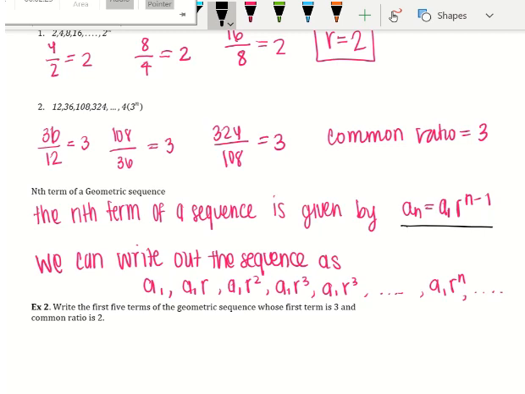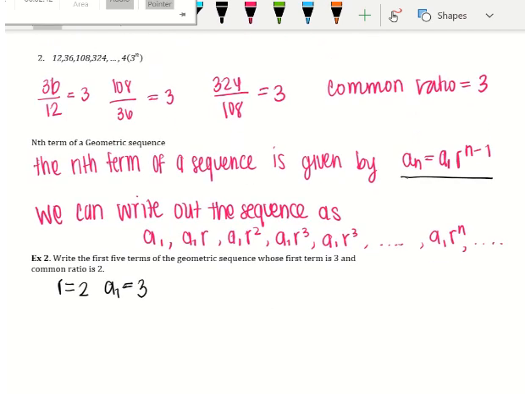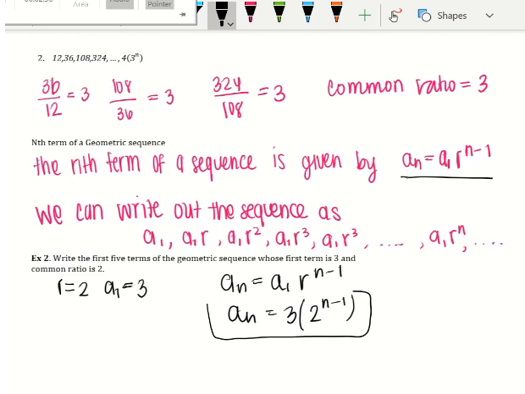So it says write the first 5 terms of a geometric sequence whose first term is 3 and common ratio is 2. So that means R is 2 and A1 is 3. All we're going to do is plug it into the formula. I'm going to copy down the formula first and then plug it in. And that's our formula here. We could simplify it if we want to, but that will be enough.